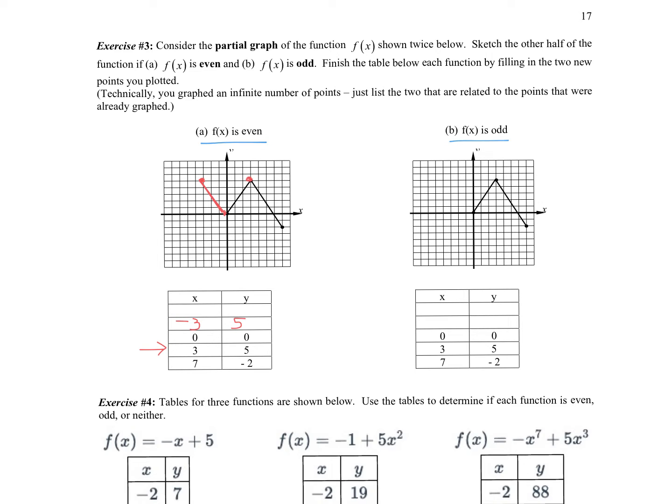Looking at the other point here, it is (7, -2). So I'm going to just switch colors, and we'll do that point. So that's down here. That's going to become (-7, -2) when I reflect over the y-axis. So here's the rest of that graph. The whole graph together, we can now see is symmetric over the y-axis and therefore even. So I'm just going to fill in that last point on the table. When I look, I see that that is the point (-7, -2).